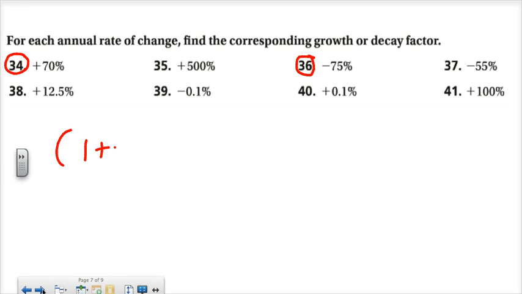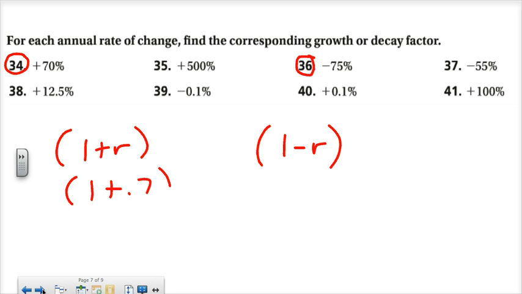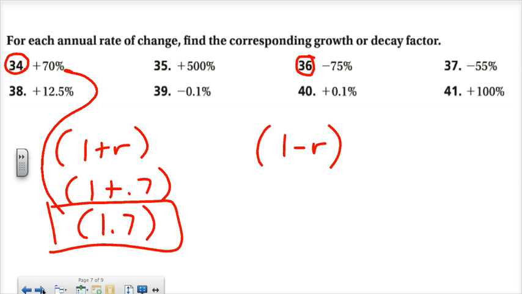So growth factor is 1 plus r, where r is the percentage as a decimal, and decay is 1 minus r, where r represents our percentage as a decimal there. So in number 34, we had 100%, and now we're going to add 70% to that. So that'll be 1 plus 0.7, which will give us 1.7 as the growth rate for number 34. So really we're just finding the number that we would need to use for b in our functions.